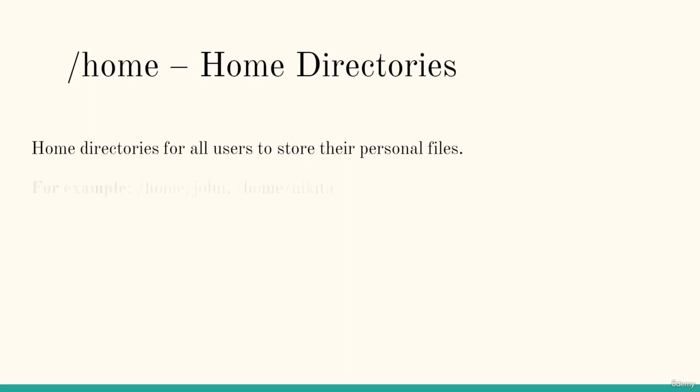The home directory, /home. This is the home directory of all users to store their personal files. So for example, we have a user called John. It will be /home/john. Again, Nikita, /home/nikita, and so on. The personal files of these users will be here under home. The same as we mentioned before, the root will not be /home/root. No, it will be /root directly, because this is the root user. After all, it should be separated from the regular users, right?